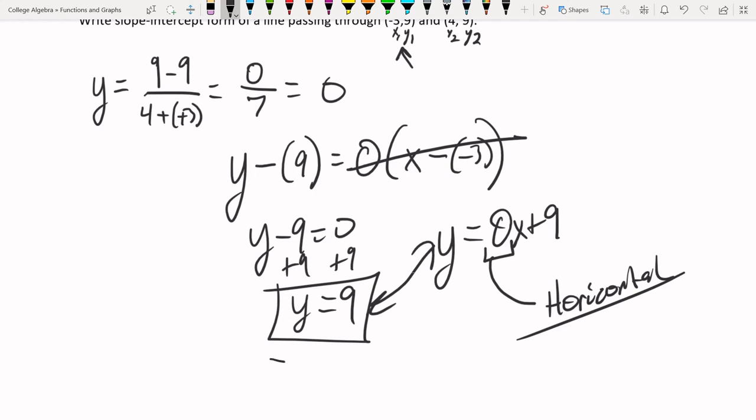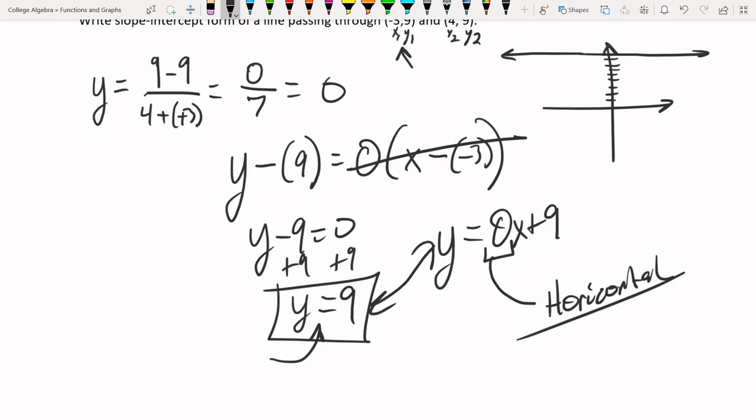Now, if you have y equal to some number, that means that really all you're graphing here is 1, 2, 3, 4, 5, 6, 7, 8, 9, and you're just graphing this flat line right at 9. That's all that's happening there.